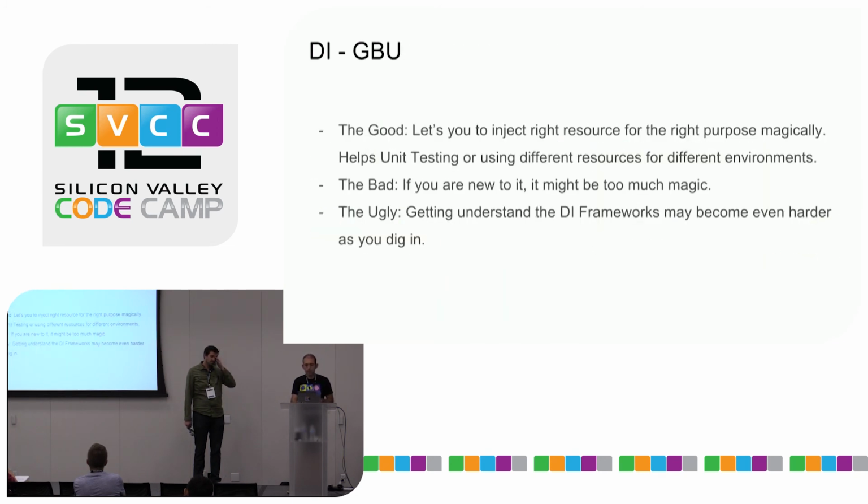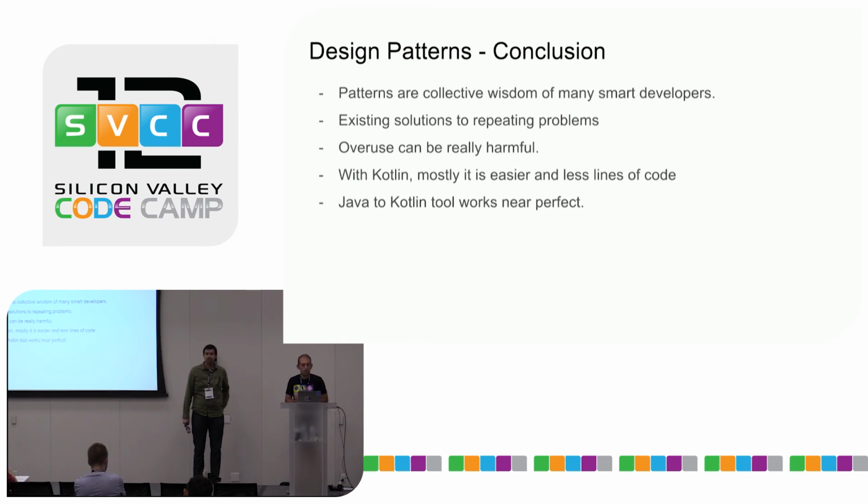And I think this concludes the talk. The takeaway is that design patterns are very cool, and use them as much as you need. As with everything, overuse and unnecessary use might be really harmful. With Kotlin, it's less code, fewer parentheses and curly braces. It's usually syntactic sugar, but it's easier to write. And for me, the Java to Kotlin tool works almost perfectly. We only had two issues, one with the observer, and the other was the null return type, which is actually expected. It's not the tool's problem.